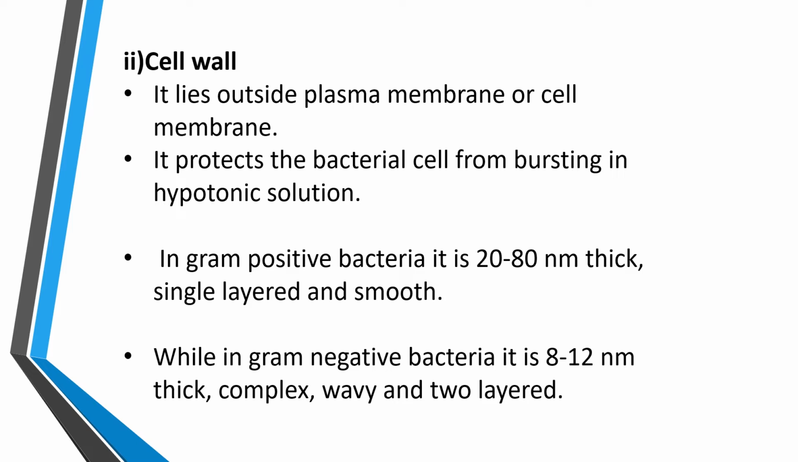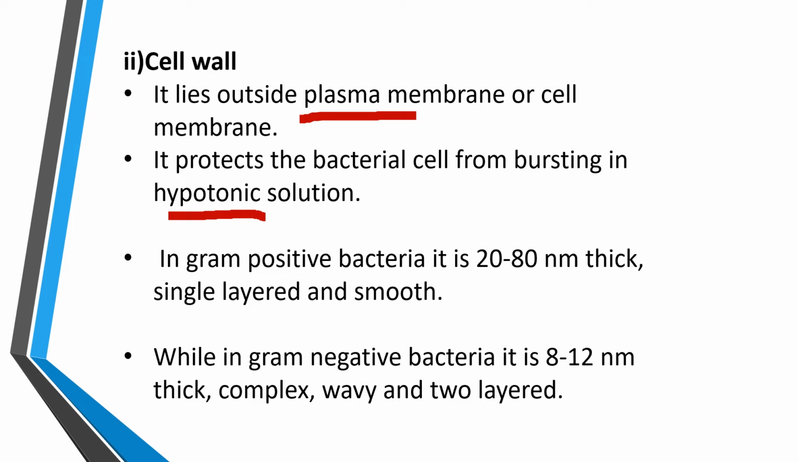Cell wall lies outside plasma membrane or cell membrane, and its main function is to protect the cell from bursting when it is placed in hypotonic solution. Sorry, not hypertonic, but hypotonic solution, or less concentrated solution, because we know that once any cell is placed in hypotonic solution, what will happen? Water will start to enter into the cell. So cell wall is very tough and rigid, so it protects the cell from bursting in that condition.